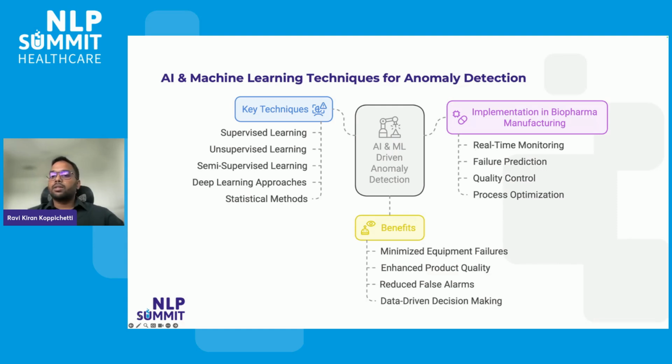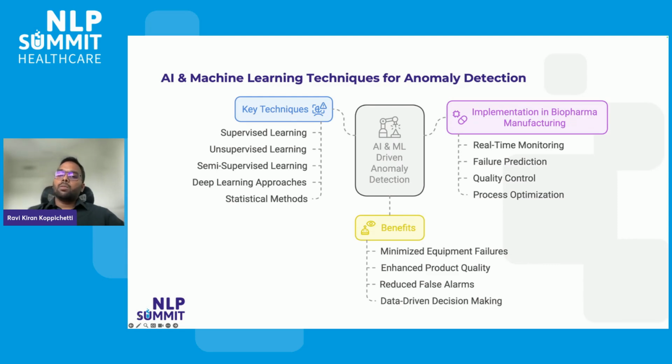Deep learning techniques such as CNNs or LSTMs are particularly advantageous for analyzing time series data, enabling us to identify the complex patterns that may indicate potential failures. Additionally, statistical methods such as PCA, principal component analysis, ARIMA, autoregressive integrated moving average, I guess, and Z-score analysis are frequently used to detect unusual variations in the manufacturing parameters.